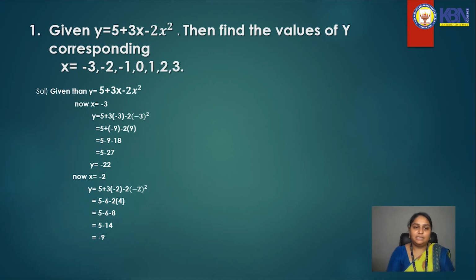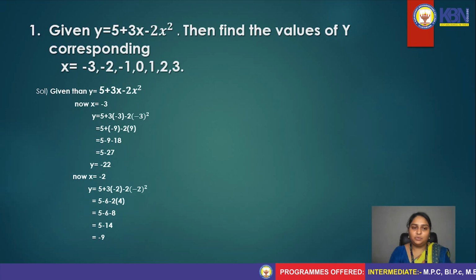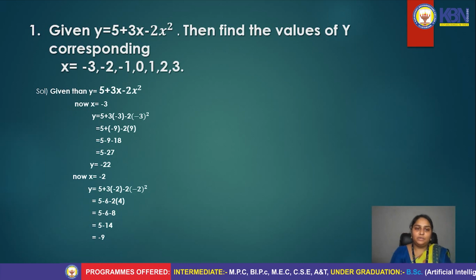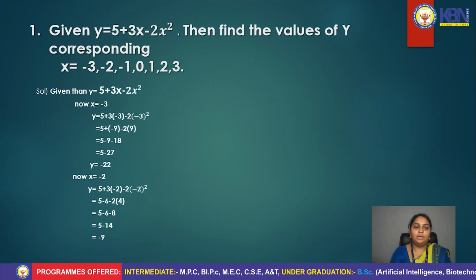After solving, we have 5 plus, next 3 into minus 3 gives the result minus 9. And minus 2 into minus 3 whole square. Minus 3 whole square means minus 3 into minus 3, that value is 9. Then we get 5 minus 9 minus 18. Here 5 minus 9 minus 18 means minus 27. Then the result is 5 minus 27. Then y is equal to minus 22. We get the value of y equal to minus 22 when we substitute x is equal to minus 3.